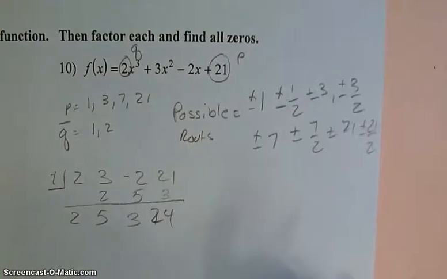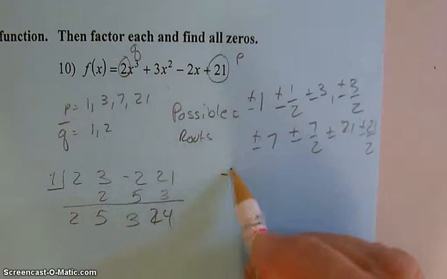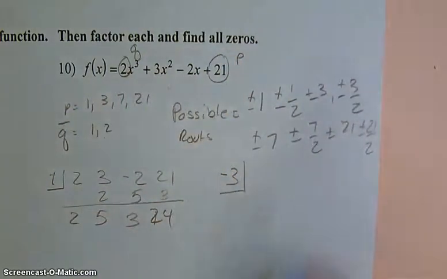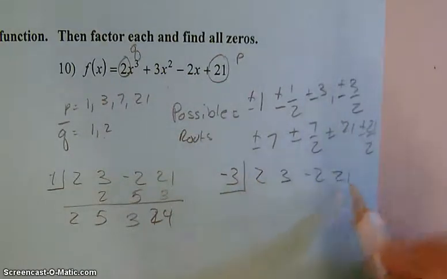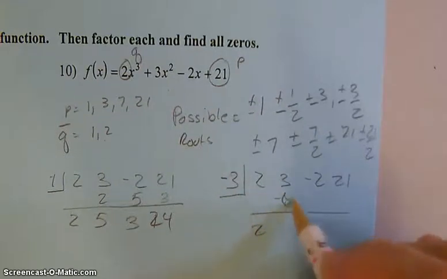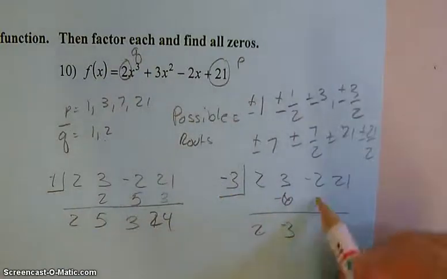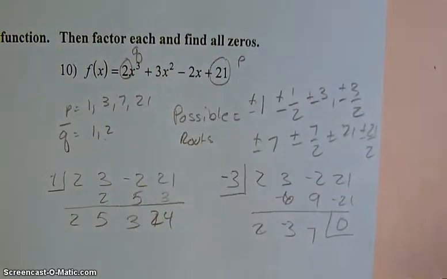I'm going to skip up here and I'm going to try negative 3. I have a feeling with this positive and negative, I just might need a negative 3. So I'm going to put 2, 3, negative 2, and 21. Bring down my 2. Negative 3 times 2 is negative 6. This gives me negative 3. Negative 3 times negative 3 is positive 9. This gives me 7. Negative 3 times that is negative 21, and I get my 0. Alright, so now I have this factored.